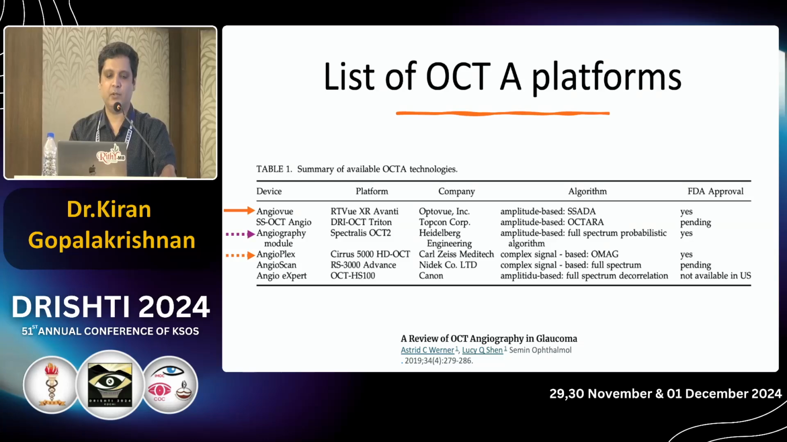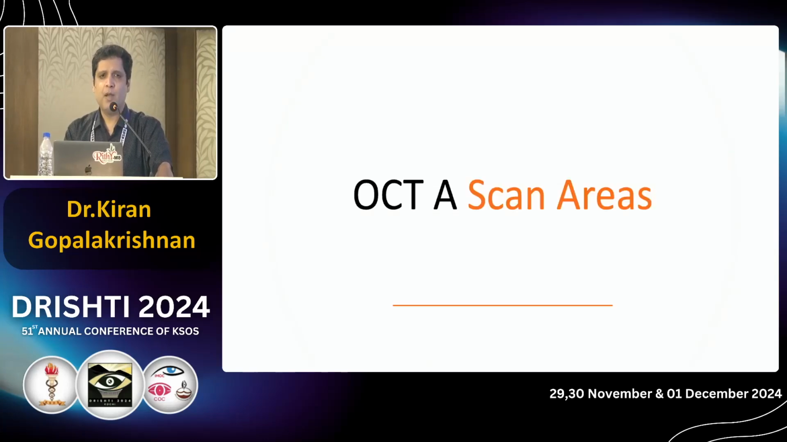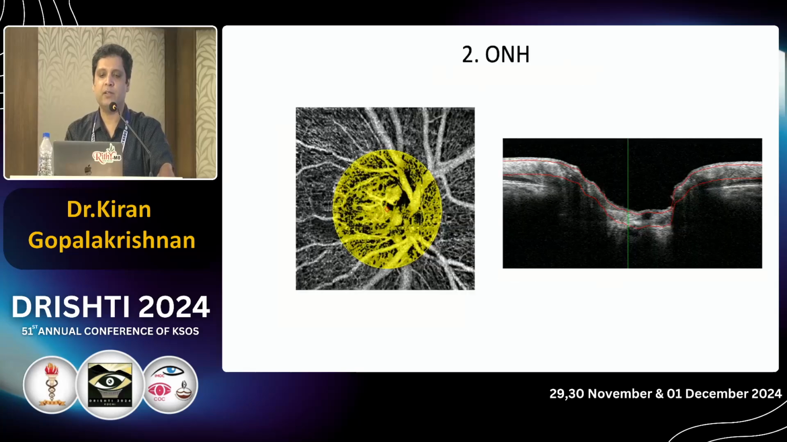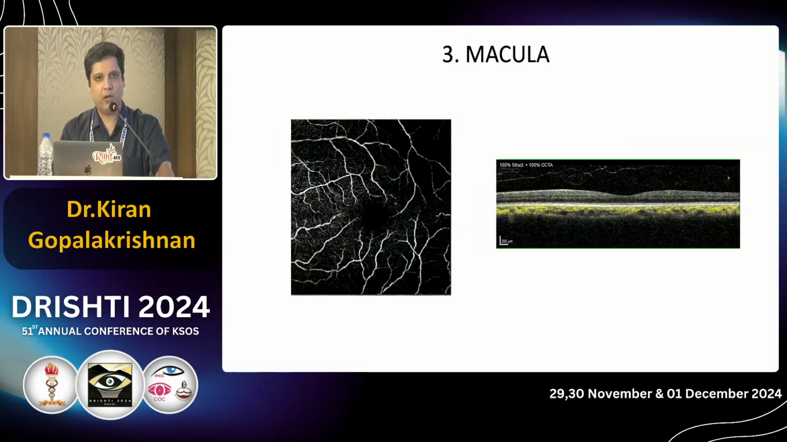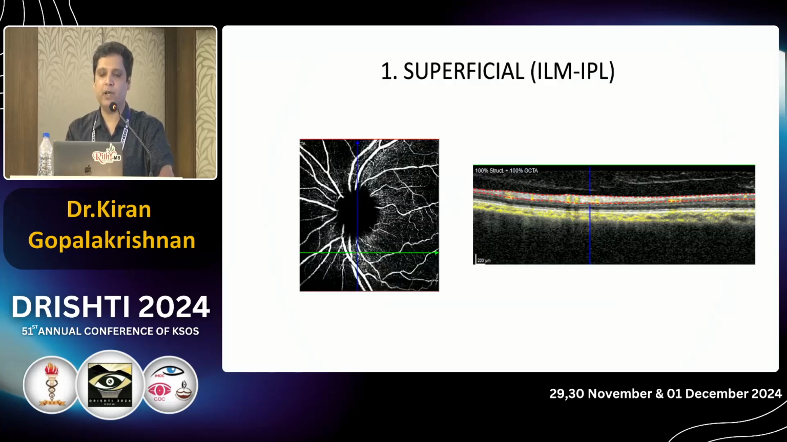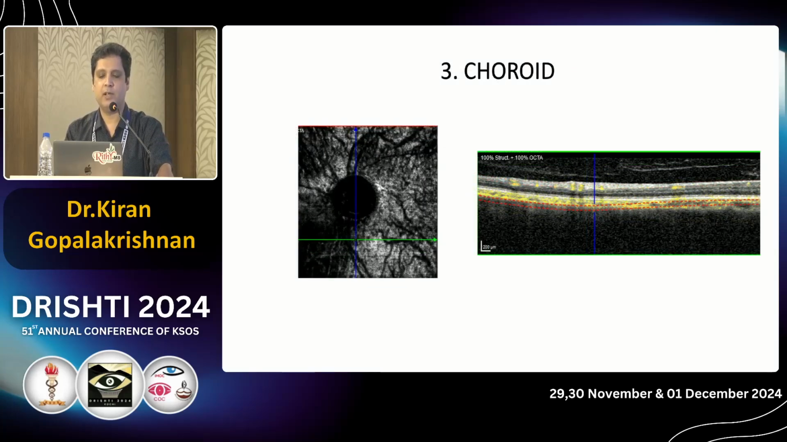The one I have access to is the angiography module on Spectralis. So what are the three scan areas that we use for glaucoma specifically? They are exactly mirroring the scans of structural OCT: the peripapillary scans, the ONH scans and the macular scans, just like your structural OCT scans. And the three slabs which we generally use for glaucoma: the superficial slab, which looks at the ILM to IPL where all the major changes in glaucoma happen, the deep layer up to the OPL, and finally the choroid slab.